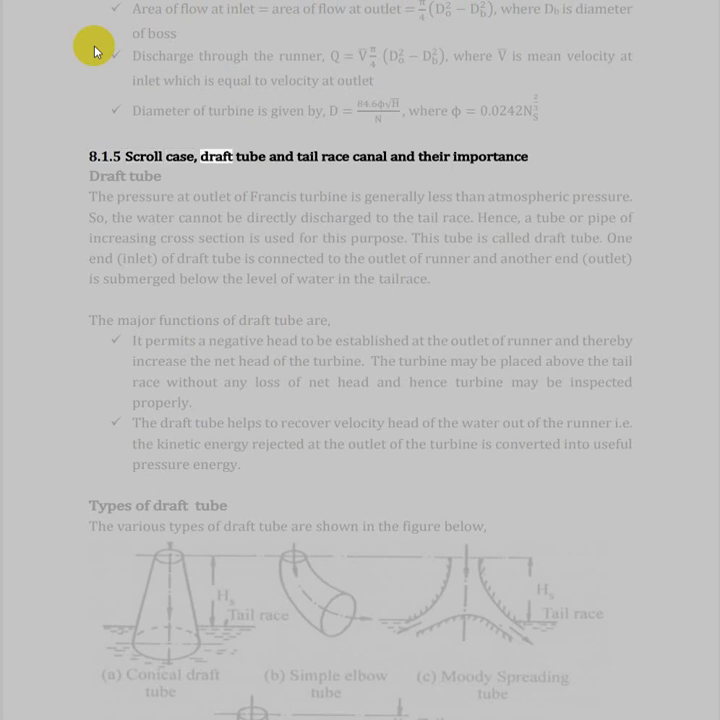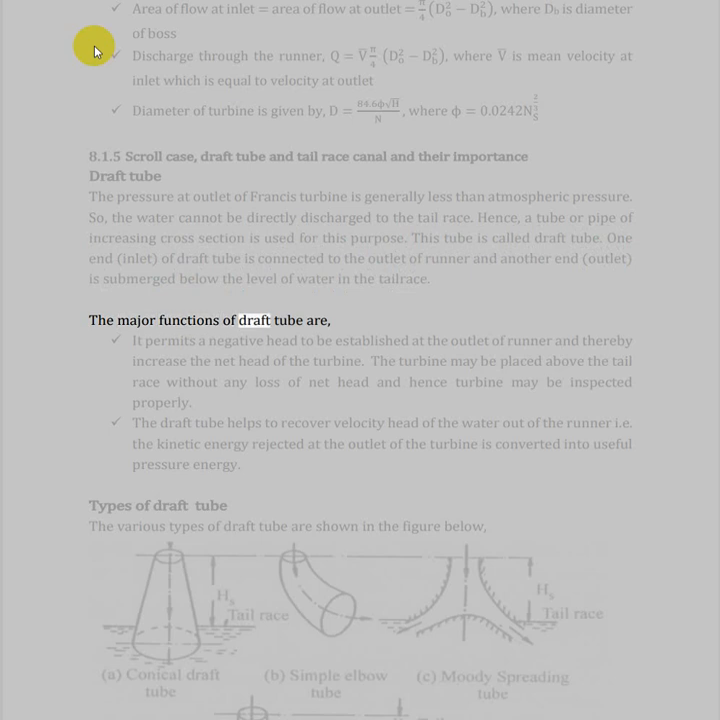8.1.5 Scroll case, draft tube and tail race canal and their importance. Draft tube. The pressure at outlet of Francis turbine is generally less than atmospheric pressure. So, the water cannot be directly discharged to the tail race. Hence, a tube or pipe of increasing cross-section is used for this purpose. This tube is called draft tube. One end, the inlet, of the draft tube is connected to the outlet of the runner and the other end, the outlet, is submerged below the level of water in the tail race.